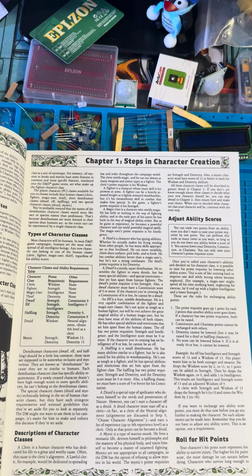A mystic is a type of warrior monk. He lives a monastic life, devotes himself to philosophy and the mastery of his physical body, and trains himself to become a master of unarmed fighting. Mystics are not appropriate to all campaigns, so the DM has the option of refusing to allow mystics in this world. The mystic's prime requisites are strength and dexterity. Also, a mystic character must have a score of 13 or better in both his wisdom and dexterity abilities.